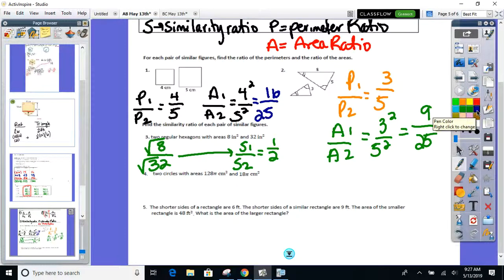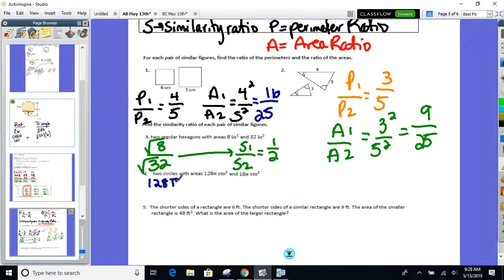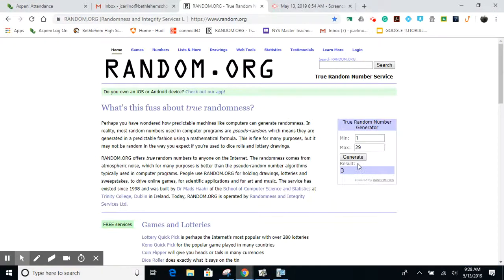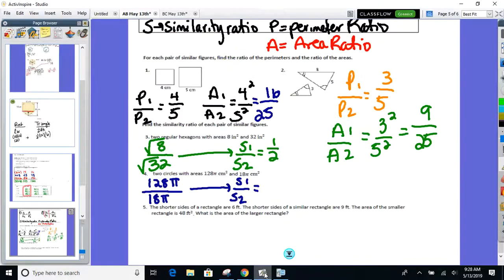And then 2 circles now. 128 pi over 18 pi. And I want to know the similarity ratio. Still want to do what to get to the similarity ratio given the area? Given the area, what can I still do? Square root. Go ahead, type that into your calculator now. The pi's are going to cancel, so you can put the pi's in there or not. It's up to you.